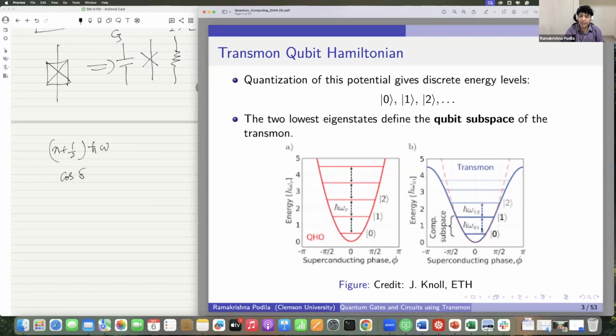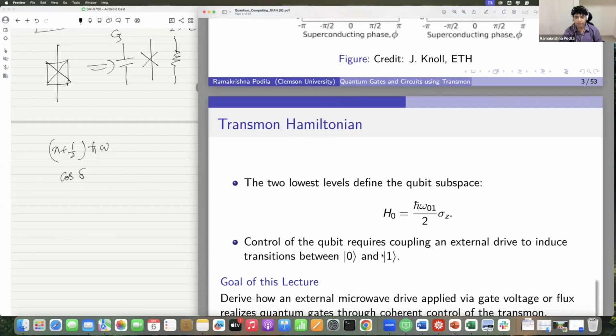You maintain the circuit in such a way that you can isolate only 0 and 1, and push these higher energy levels out of the way. So there is no leakage. We are always working with either the qubit in the 0 state or the qubit in the 1 state. That's what we would like to do, colloquially speaking.